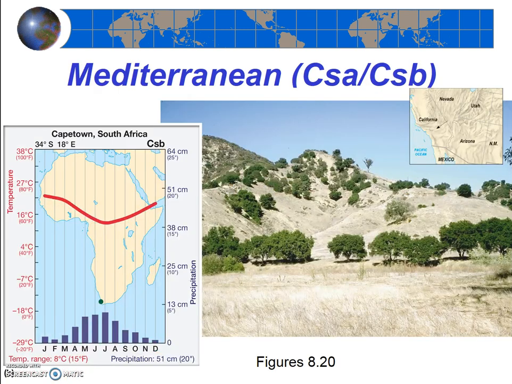Let's check out a climograph of South Africa. Again, just a mild difference between summer and winter, but clearly a seasonal change. And then in the summertime, right, we have a dry season.